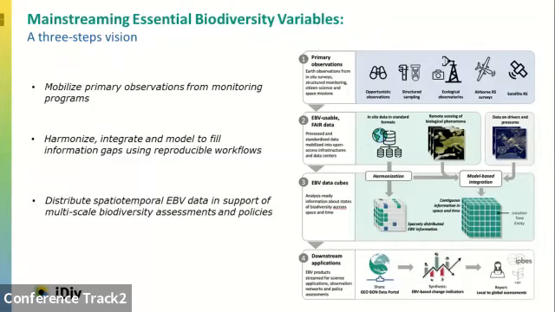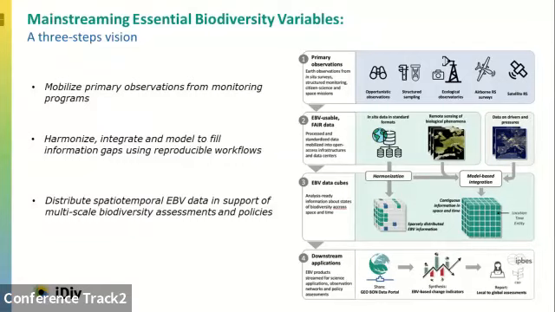And finally, distribute spatiotemporal cubes of information in a way that they can be directly used for informing on biodiversity change. Those are important, for example, for reporting in relation to the targets of the CBD, the Convention on Biological Diversity, but also national level targets. And more, we think that they are important also for spatial planning of conservation.